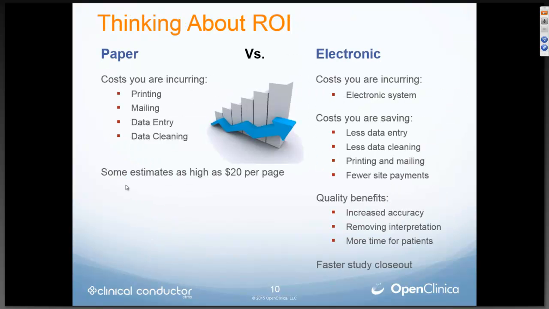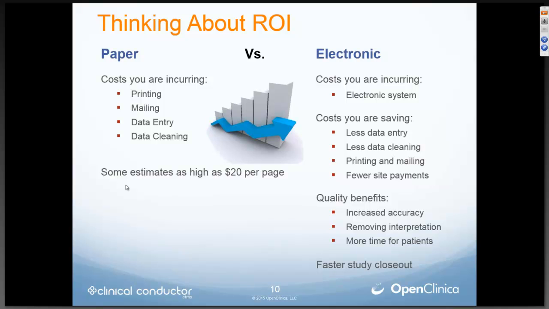So here's a slide that provides just a real simple framework for thinking about ROI. If you're embarking on eCOA and you want to try to measure what you're going to get out of it versus what you have to put into it, here are some elements that might help you quantify that. If you're doing paper, you're incurring certain costs. These costs include printing and mailing of the paper. They include paying somebody to enter the data and clean the data.